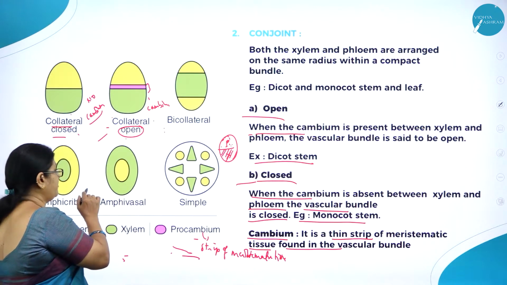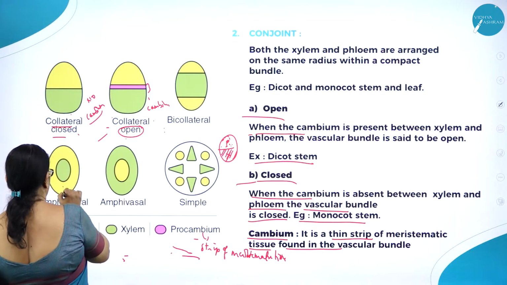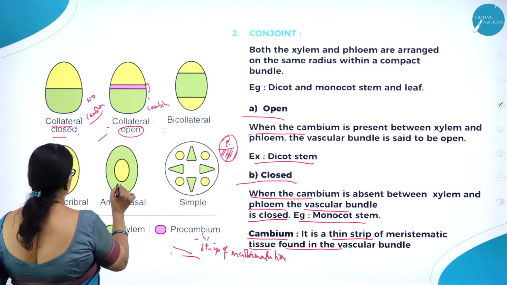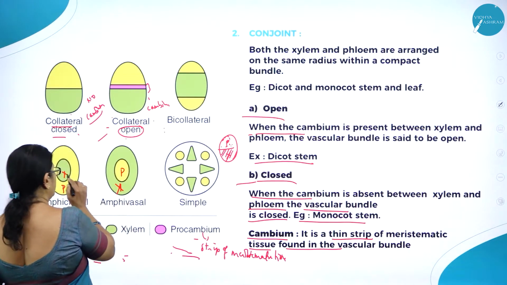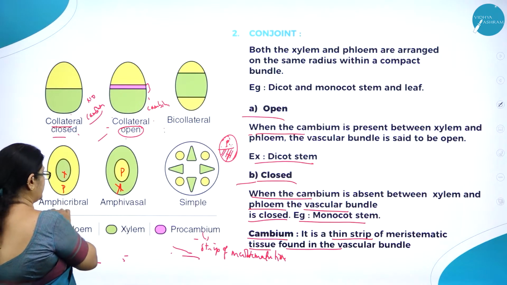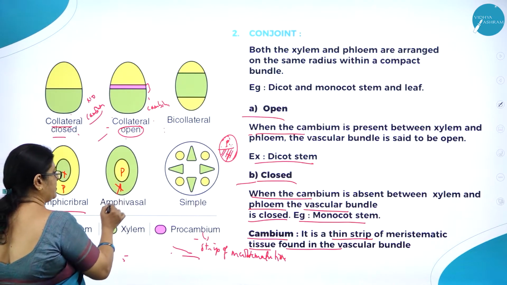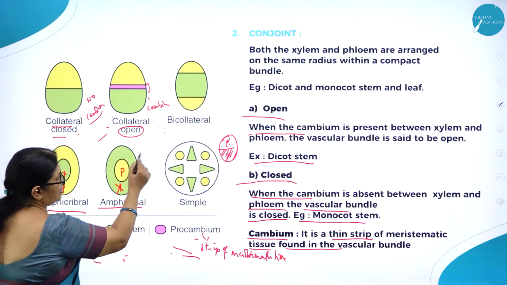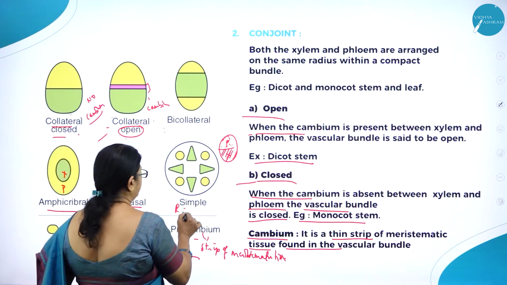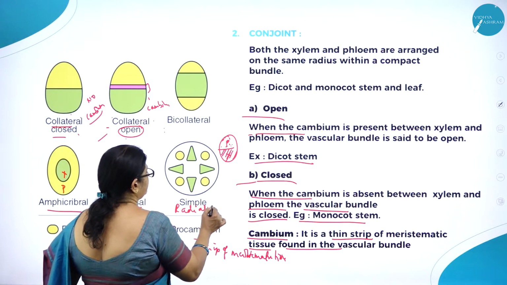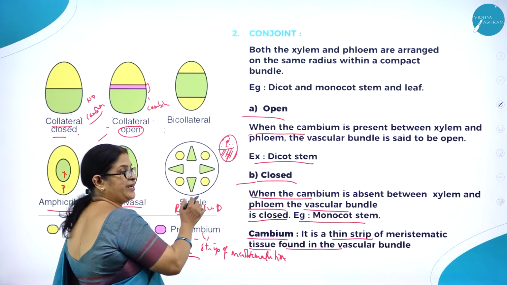If this is phloem and this is xylem, and this is xylem and this is phloem. So if xylem is surrounded by phloem, it is called amphicribal. If phloem is surrounded by xylem, it is called amphivasal. This is called radial vascular bundle. What do you mean by radial vascular?